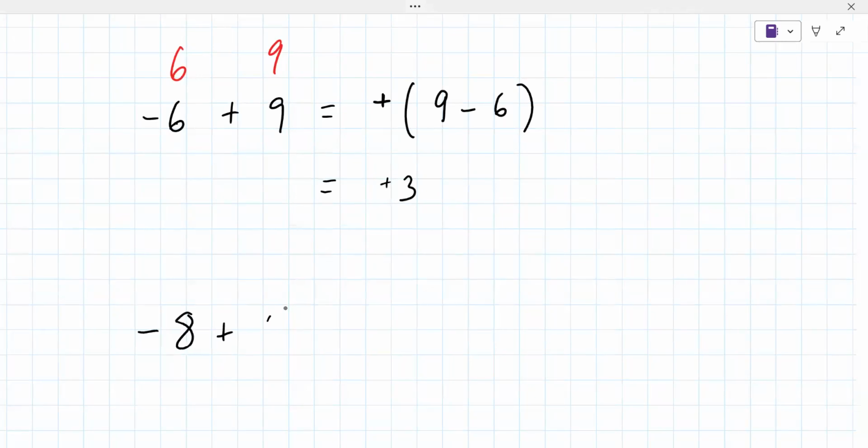-8 plus 3. Which is further from 0? -8 or positive 3? Negative 8 would be further. So we know the answer is negative. Then you look at the numbers as 8 and 3. You take the larger and subtract the smaller. What is 8 minus 3?